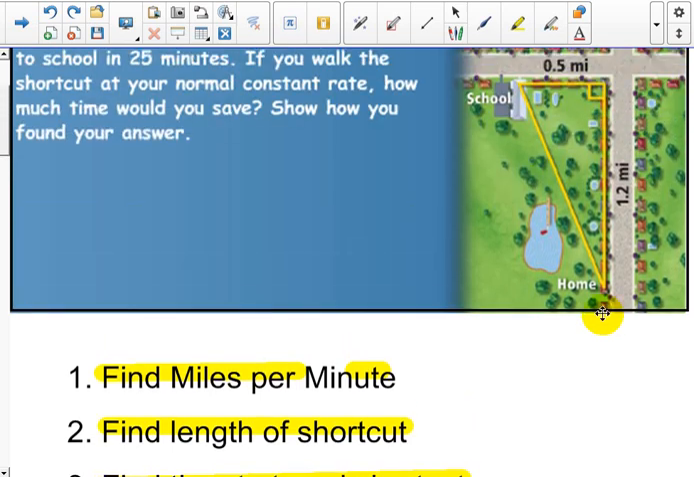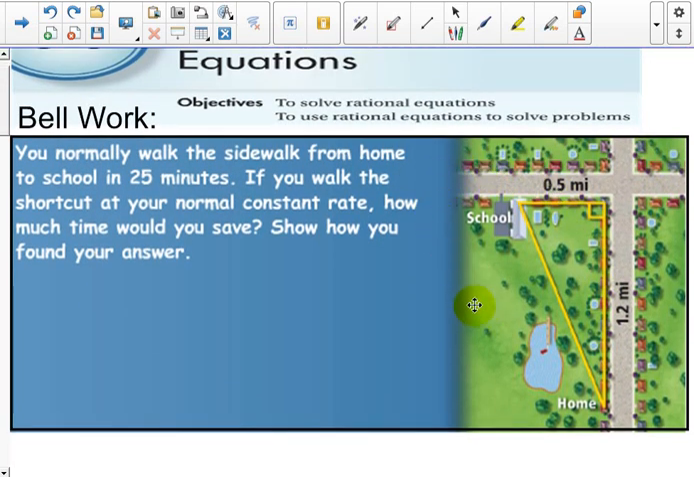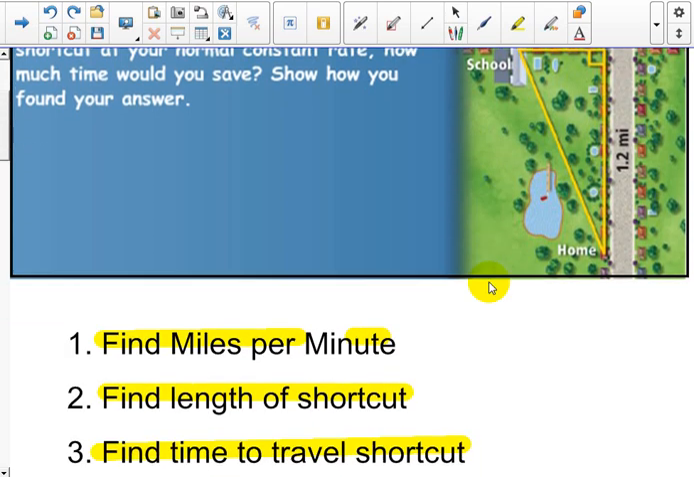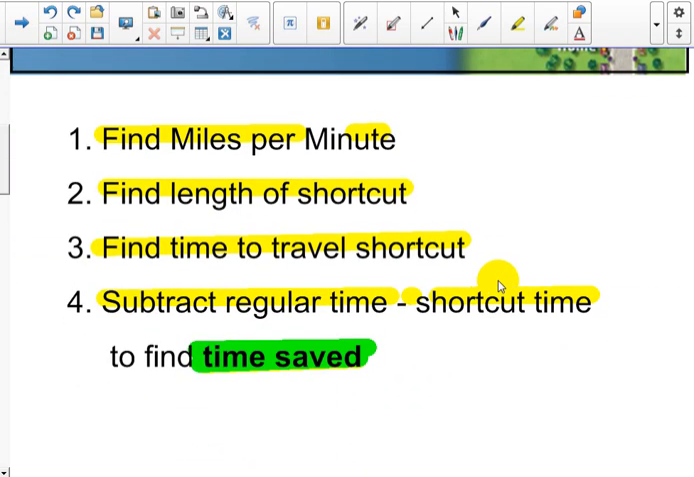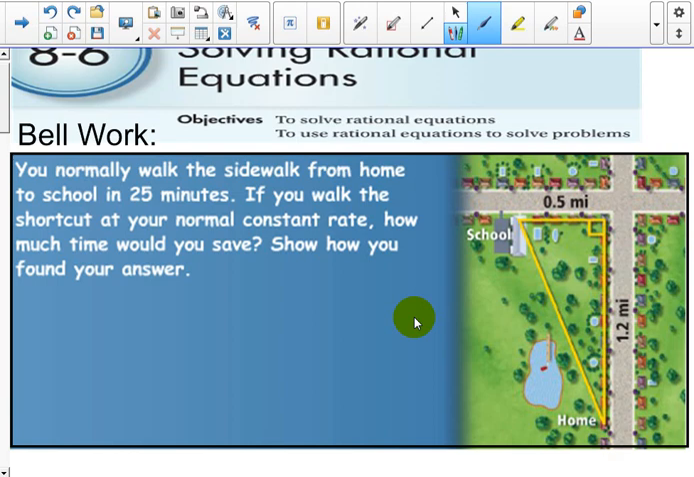Miles per minute. How far can we go in 1 minute? We're just going a little distance, so that's why it's so small of a number. So we've got our miles per minute. Now the next thing, we need to see what's the length of the shortcut. So what is this length?